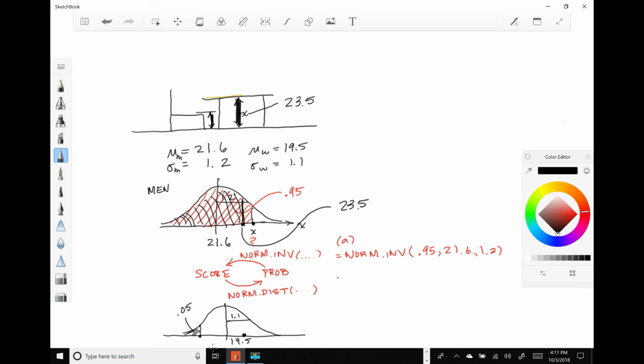Well, that's going from a score to a probability. So I go equal NORM.DIST of 23.5, 21.6, and 1.2, and cumulative. And let's dial that in and see how that comes out. Equal NORM.DIST, 23.5, 21.6, 1.2, and a 1 at the right end.